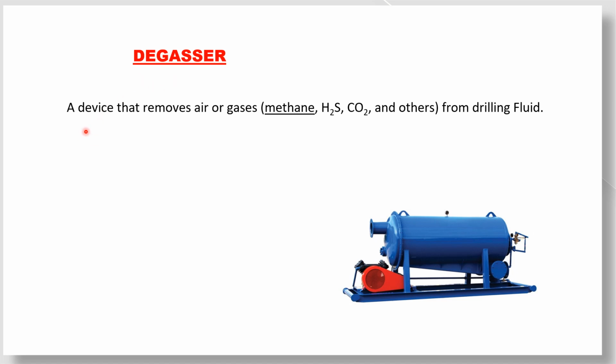I have tried to write down a small and easy definition so that all the new persons, all the viewers, read this, understand this, and memorize this, and it will be easy for all the learners to understand the equipment function. A degasser is a device that removes air or gases, which might be methane, H2S hydrogen sulfide, CO2, sulfur dioxide, and others, from the drilling fluid.